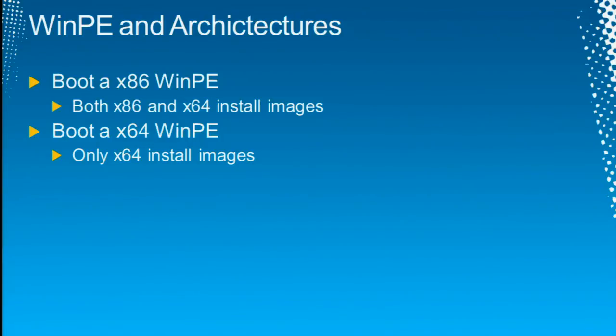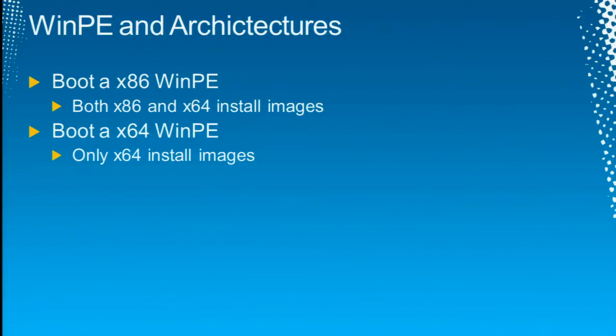If you booted a 32, you could only see your 32, because if your machine is only a 32-bit architecture, you're never going to install a 64-bit OS. But if you had a 64-bit machine, you could choose to install a 32-bit OS on it. So now they've kind of flipped that.